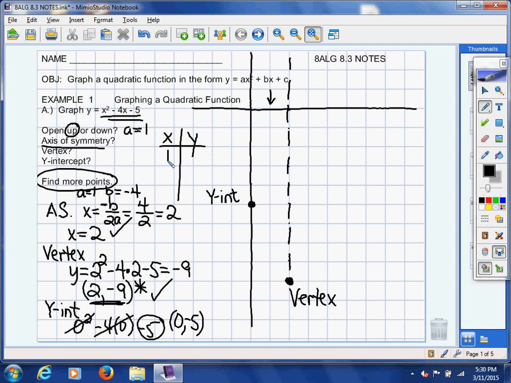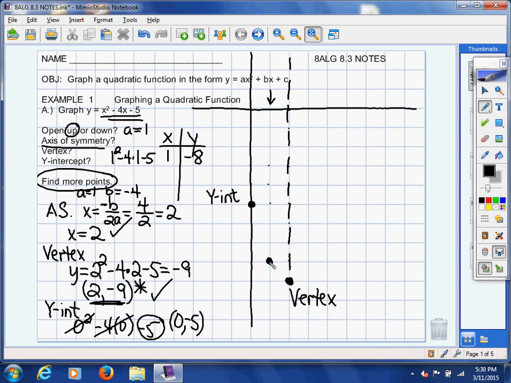Now what is that going to look like? Well, I'm going to do 1 squared minus 4 times 1 minus 5. You can put that right into your calculator or do a little bit of quick mental math, and you will find that when I plug in a +1, I'm going to get -8. And so I'm going to count down. Here's +1. I'm going to go down to -8. 1, 2, 3, 4, 5, 6, 7, and here's 1, -8.